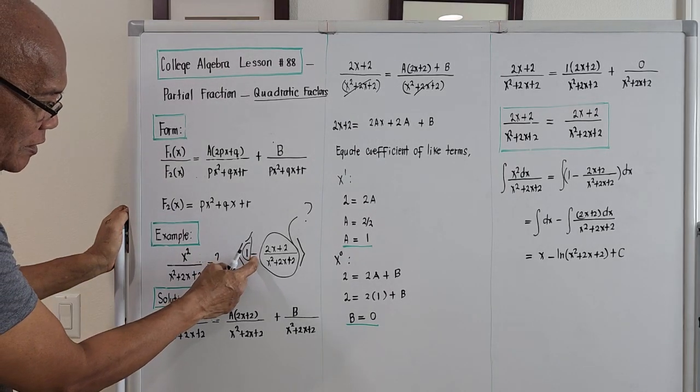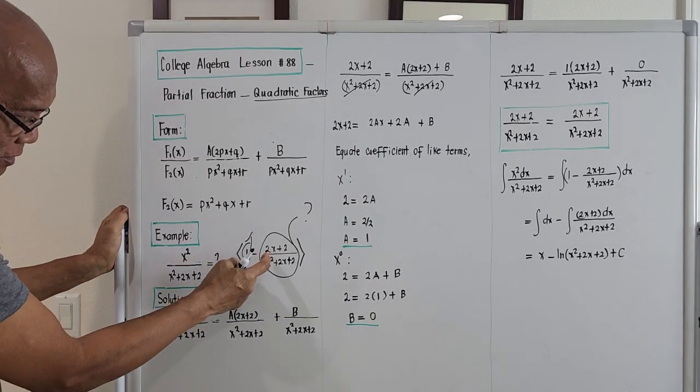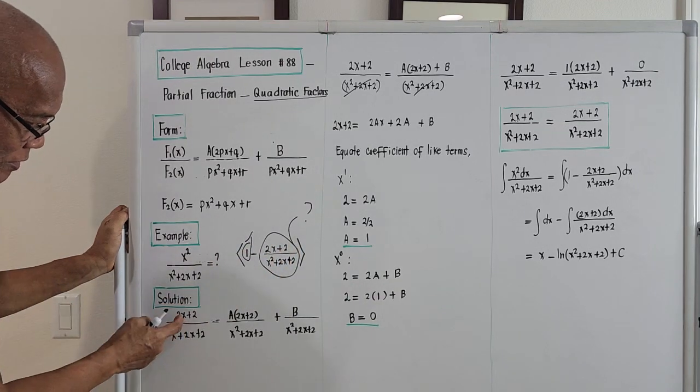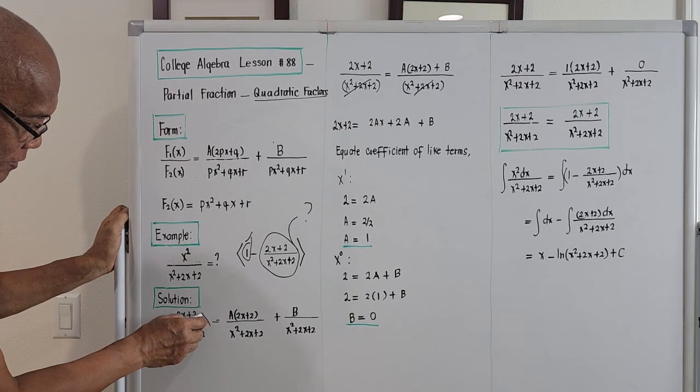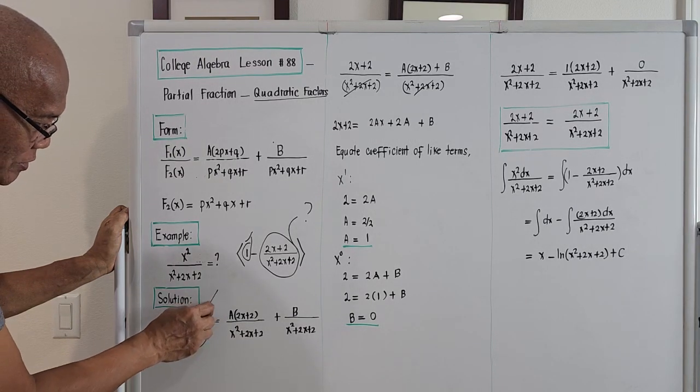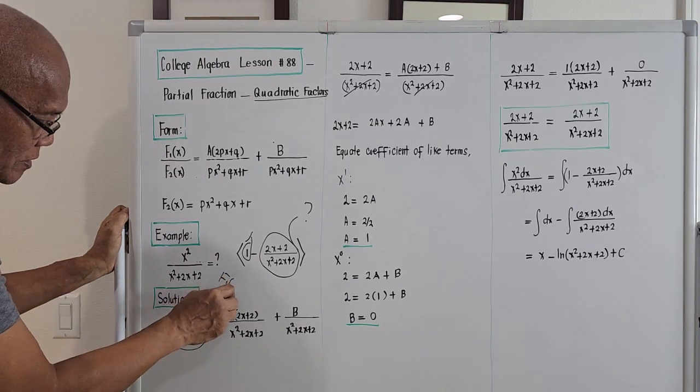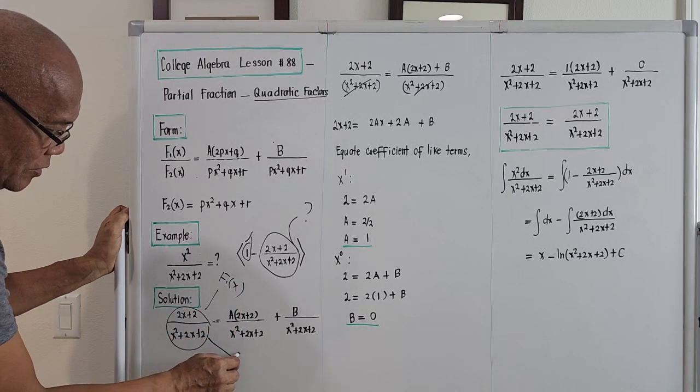We neglect first the negative sign for the meantime. I will just take 2x plus 2 over the given quadratic factor. So this is now F1(x), and this is now F2(x).